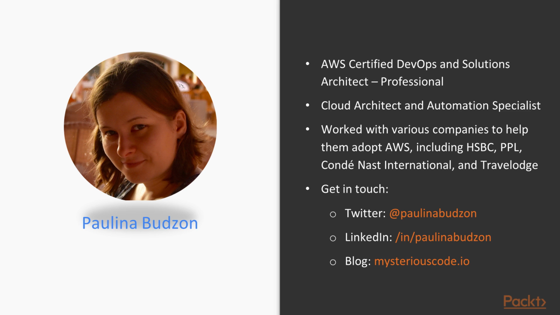I'm Paulina Bodzon. I'm an AWS Certified DevOps and Solutions Architect professional. That means I hold both professional-level AWS certifications. I work primarily as a consultant cloud architect and automation specialist. I have worked with many companies, small and large, and helped them adopt AWS. Some of the companies I have worked with include HSBC, PPL, Condé Nast International, and Travelodge. I worked on a variety of positions from developers to DevOps to an architect.